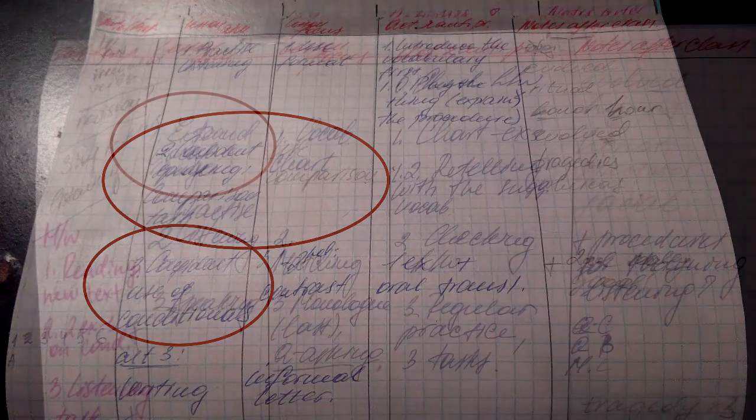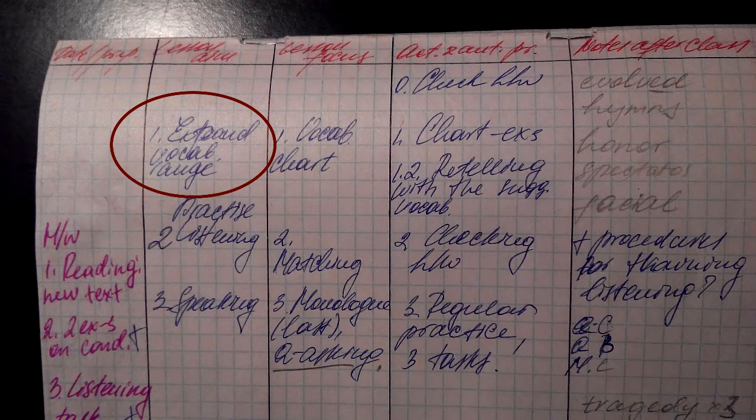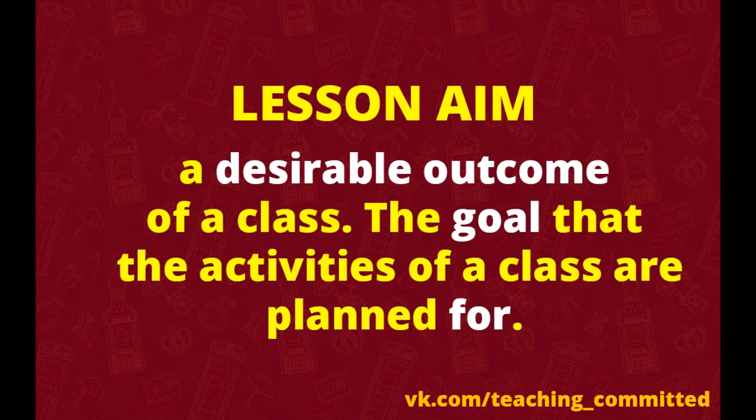Just yesterday, we had a class, and one of the aims of that class was to expand vocabulary range. So we just worked with some vocabulary. Lesson aim is something that you want to achieve, or you want to work on. You want to expand vocabulary, practice listening, or work out the strategies for doing some reading tasks, for example. That is something you should keep in mind whilst planning all the rest. This is the key point, the first thing.